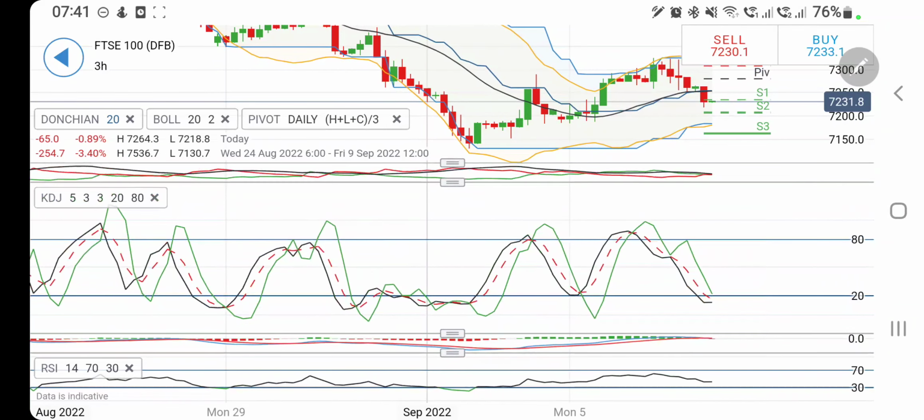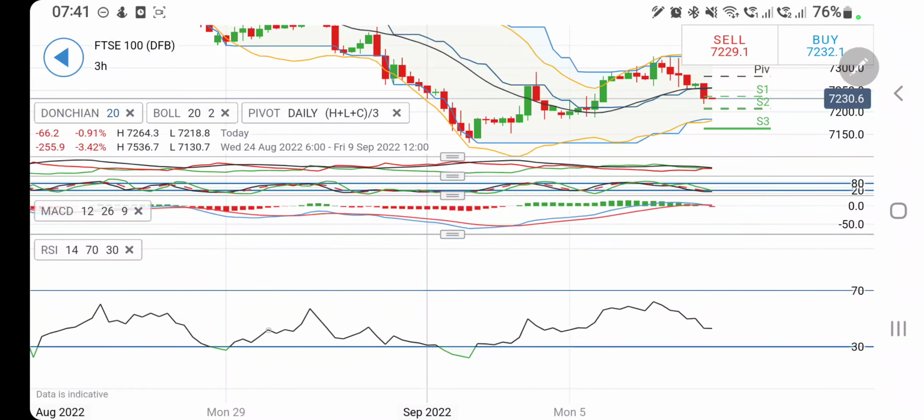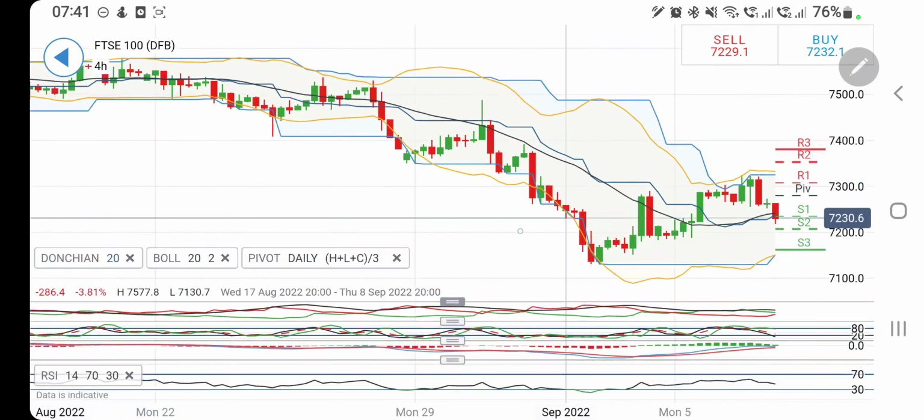Directional movement not indicative of anything. Stochastic is oversold. MACD has just crossed over. This is the first red candle. It is divergent. I expect it to continue with the bearish momentum. RSI trading near to bottom.